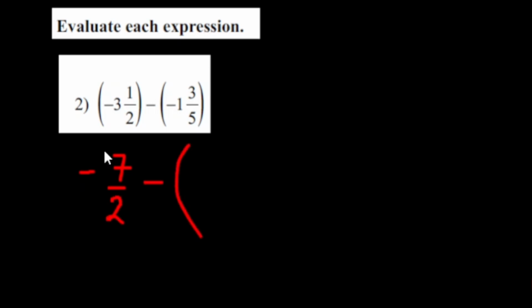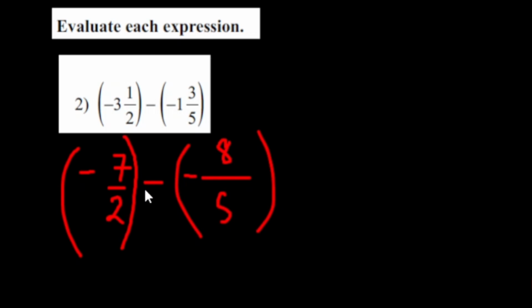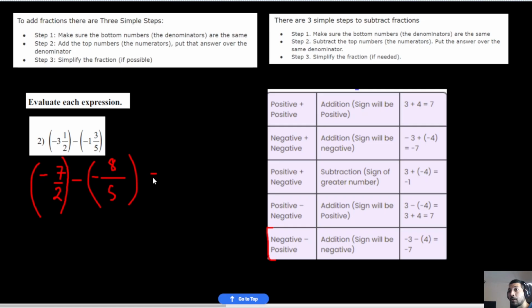minus, we have 5 times 1 plus 3. So 5 plus 3, that is 8 over 5. Remember to put the negative sign in front. Now you can see that we have a minus and a negative sign. So these two signs will cancel out and give a plus sign. So we can rewrite this as negative 7 over 2 plus 8 over 5.